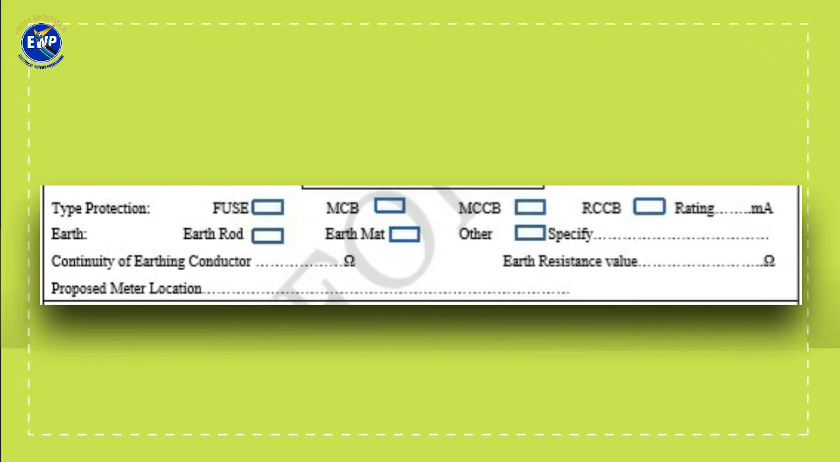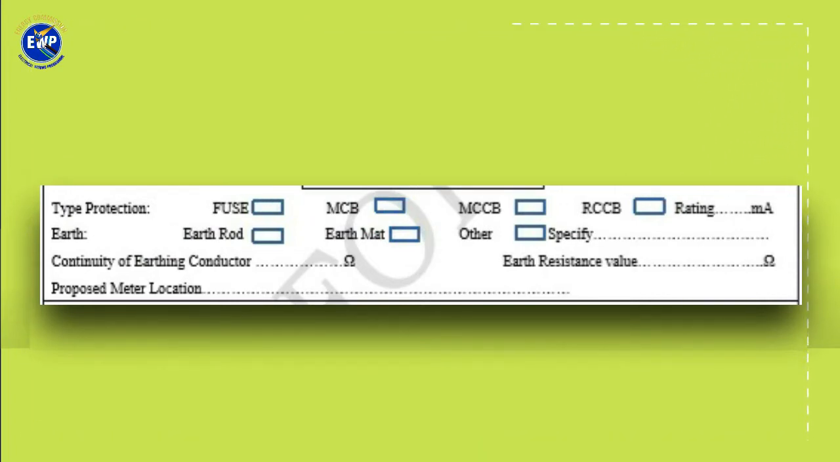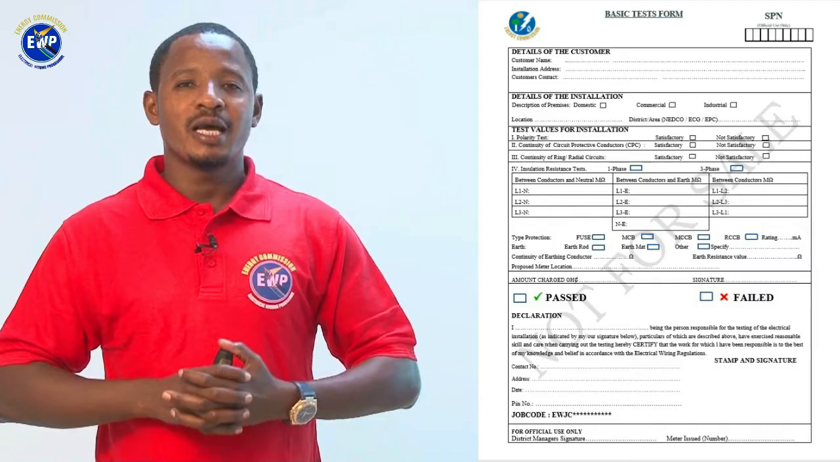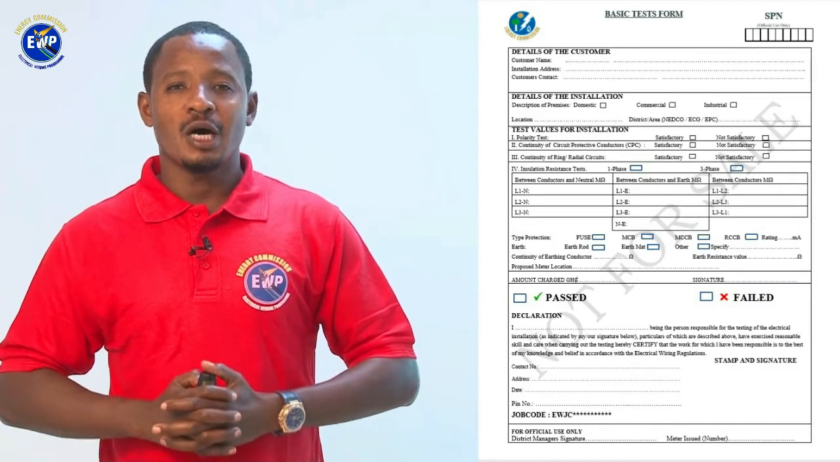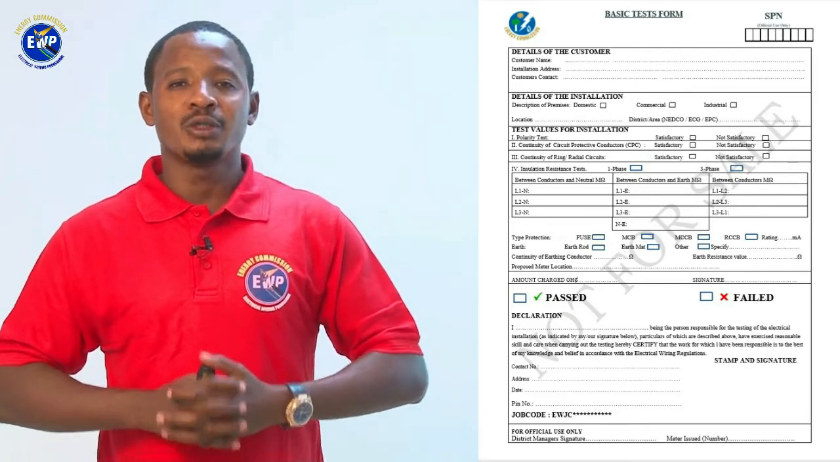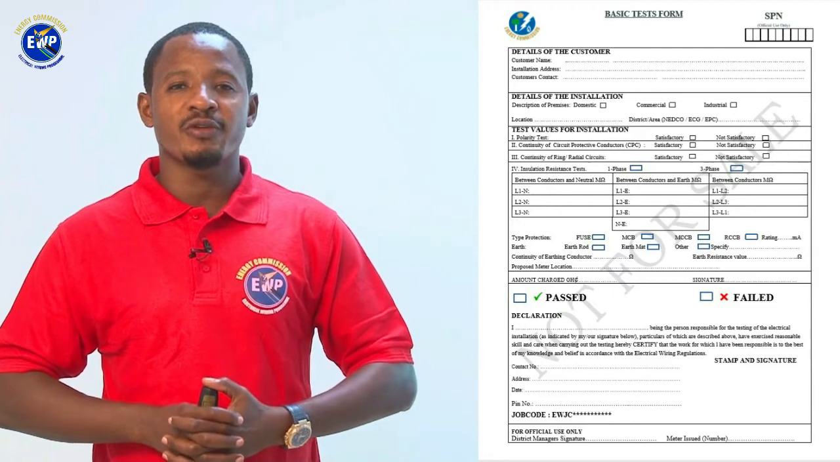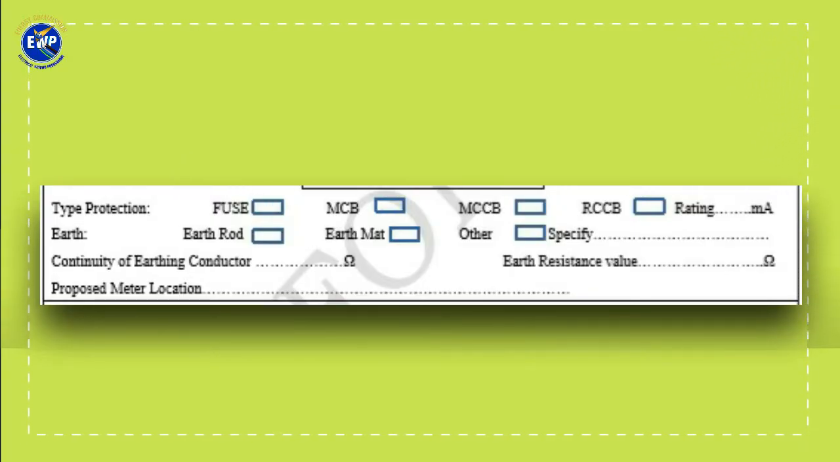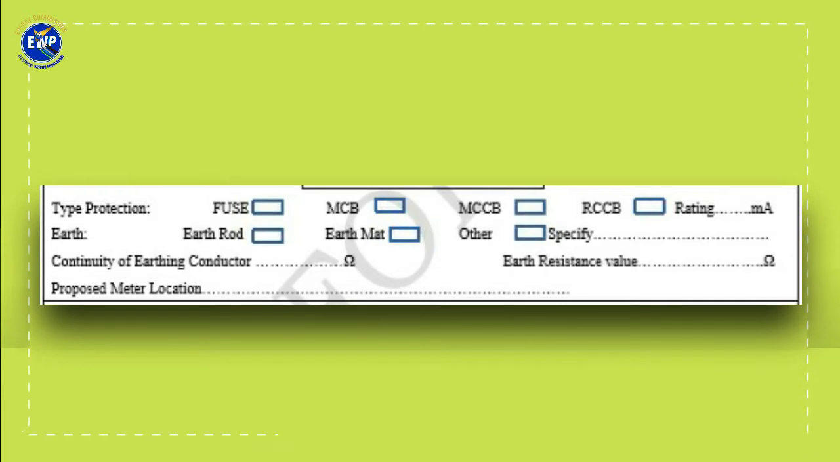Continuity of earthing conductor. You are required to test the continuity of the earthing conductor that connects the earth bar to the earth electrode and record the value accordingly. Now, the earth electrode you have buried, you are also required to test the earth electrode using your earth electrode resistance tester and record the value accordingly. You are also required to state the proposed meter location within the premises.